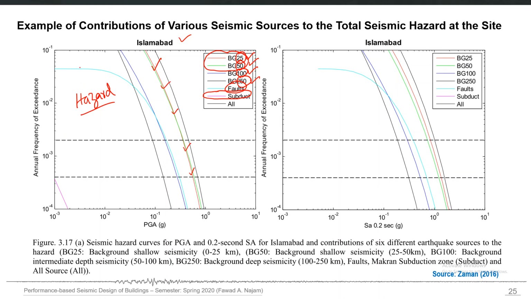Crustal faults have a lower value, lower contribution, and similarly deeper seismicity have also a lower contribution. This left side is for PGA. This is for spectral acceleration at 0.2 second, basically SS. So you can also see here that the same two sources, the individual hazard curve is higher and it is more close to the total hazard curve. This black line is the total hazard curve. So these two sources are contributing the most.